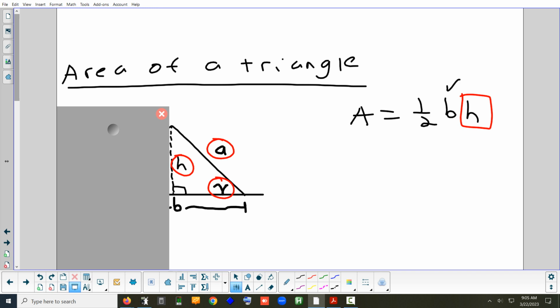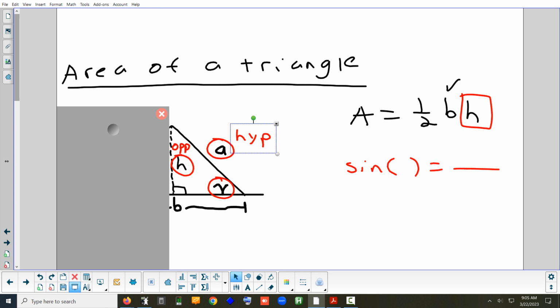So from gamma, what position is side H? Yep, that's opposite. And what position is side A? That's your hypotenuse. So what trig function could I use? Sine, cosine, or tangent? And it's going to involve opposite and hypotenuse. Yeah. Sine. So let's write that down. So sine of something is going to equal a fraction.